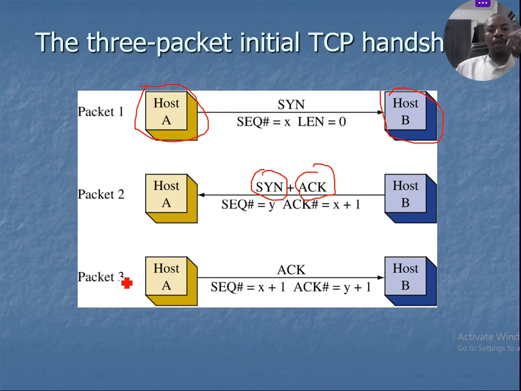Then host A, in the third packet that host A will send, will say, okay, here's my own acknowledgement that I have received your own acknowledgement. These are the 3 stages of the 3-packet initial TCP handshake. Once this is established, they will begin to send data to each other.